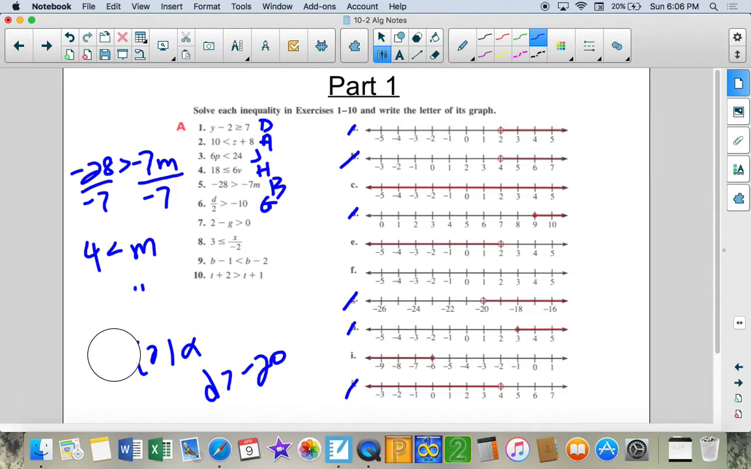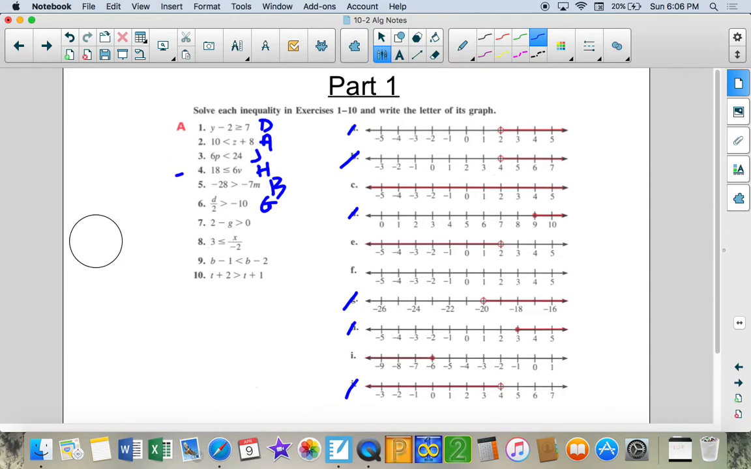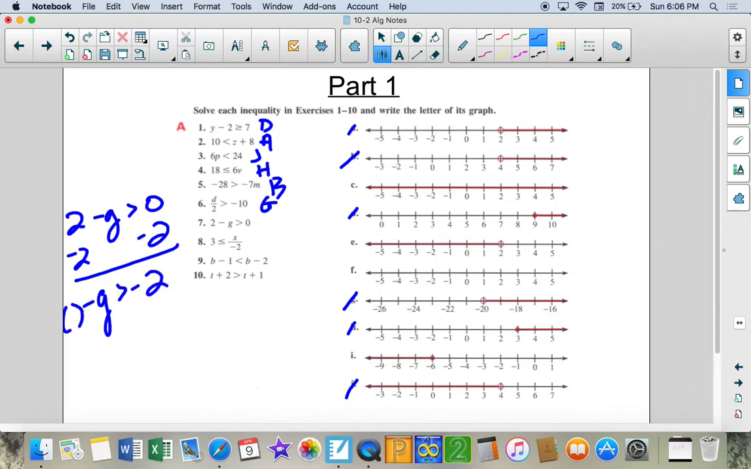We'll erase these. And we have 2 minus g is greater than 0. We're going to subtract 2 because it's a positive 2. That negative is attached to the g. We have negative g is greater than negative 2. We're going to multiply both sides by negative 1. We're left with g is less than 2. Because we multiplied both sides by a negative, we're going to flip that inequality sign from a greater than to a less than. So g is less than 2, open circle at 2, is E.